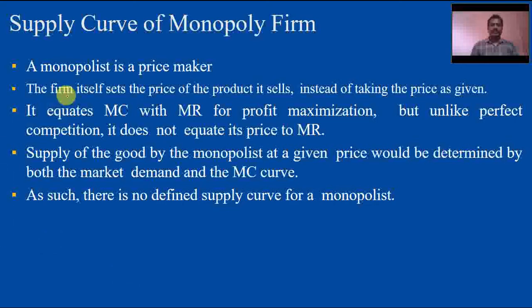As we know, the monopoly is a price maker. The firm itself sets the price of its product, instead of taking the price as given. So whatever products it produces, it will fix the price for the market. It will equate MC equals MR for profit maximization. But it does not equate its price to MR.